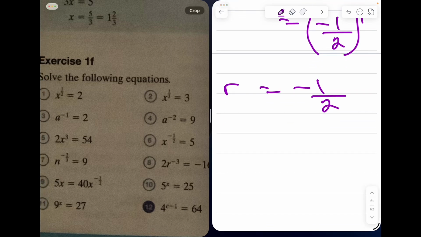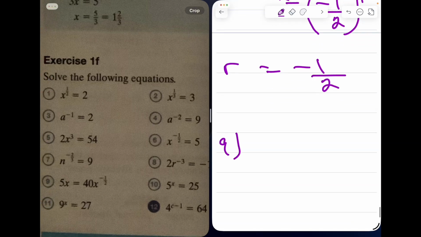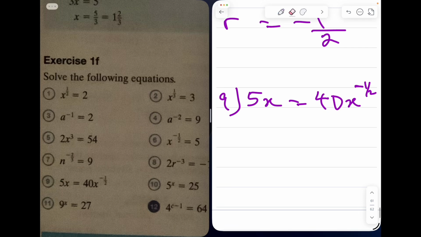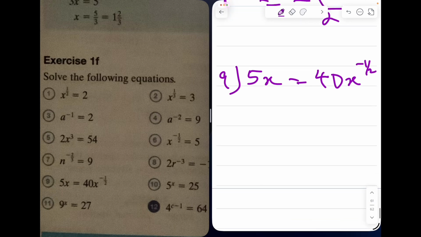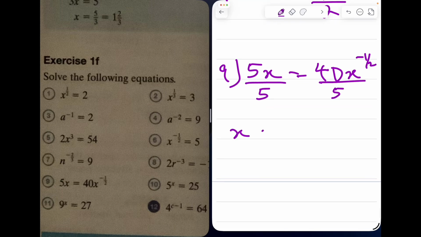Now to the next, which is number 9. 5x is equal to 40x raised to power minus 1 over 2. First of all, we divide through by 5. We can divide through by 5, and then we have x equals 8x raised to power minus 1 over 2.